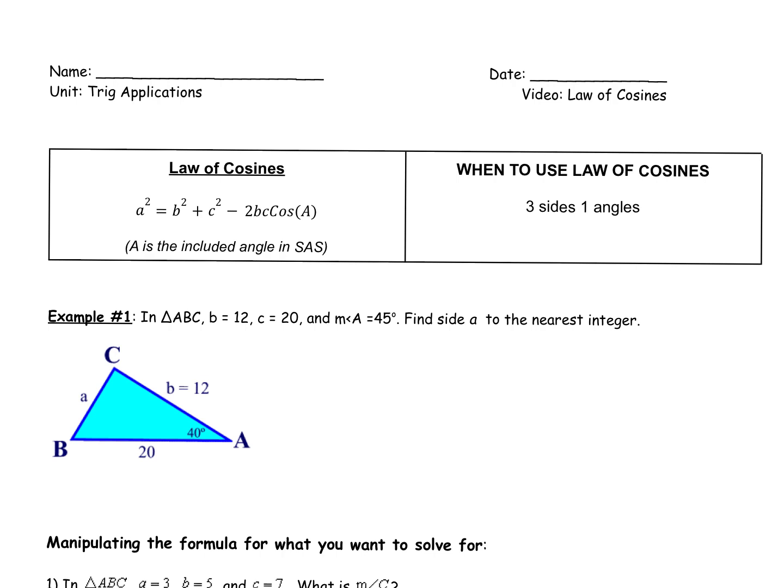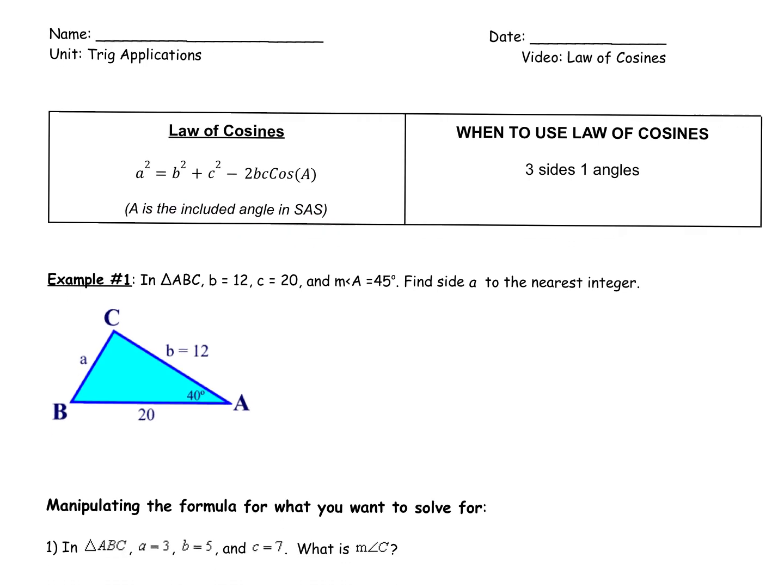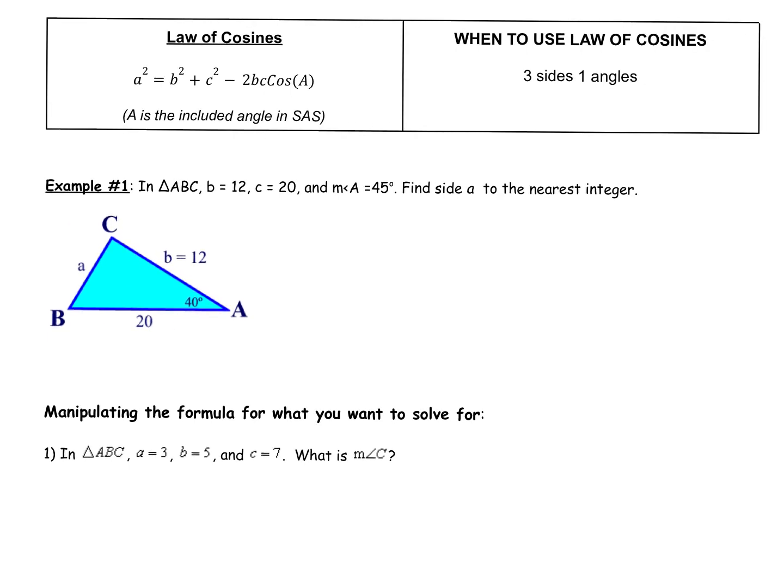So you'll notice that there's the three sides, A, B, and C. Those are your lowercases. And then there's one angle, angle A, right? So it has three sides and one angle. Side A, B, and C, and capital letter A for the angle. Now, it's important to note that A is the included angle inside angle side, and I'll explain what that means in just a second. So let's look at example number one.